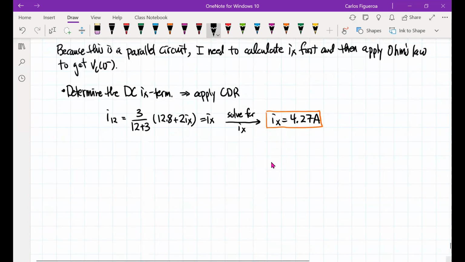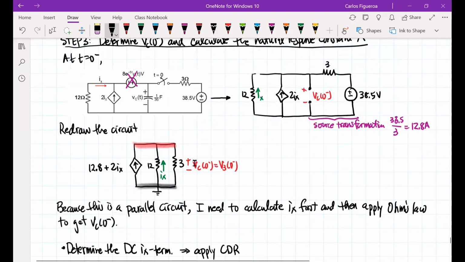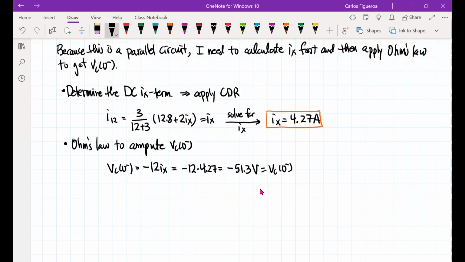Now I'm going to look at Ohm's law to compute VC of 0 minus. Look at the polarity. The polarity of the 12 ohm and the 3 ohm are opposite, so I have a negative sign of 12ix. That's 12 times 4.27, which gives me minus 51.3 volts for VC of 0 minus.